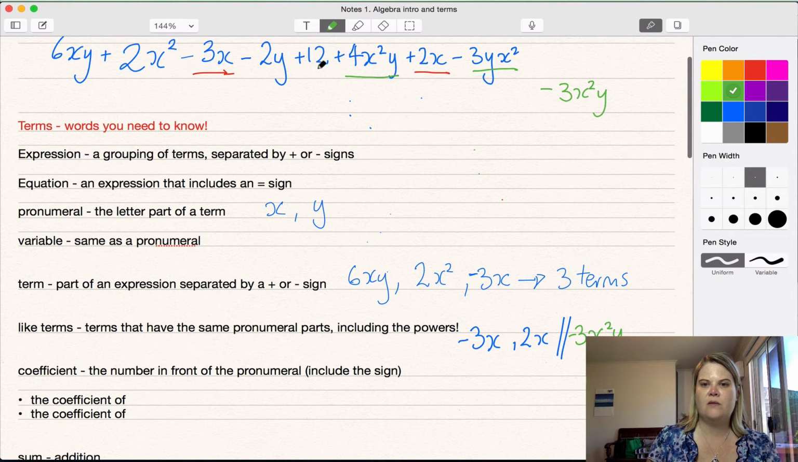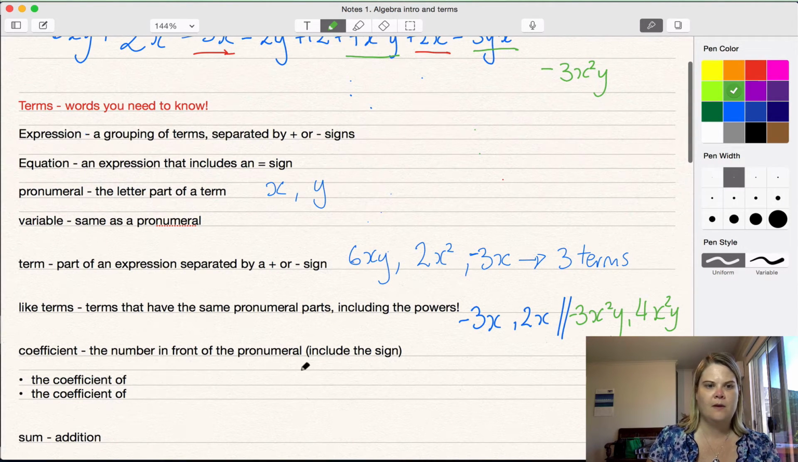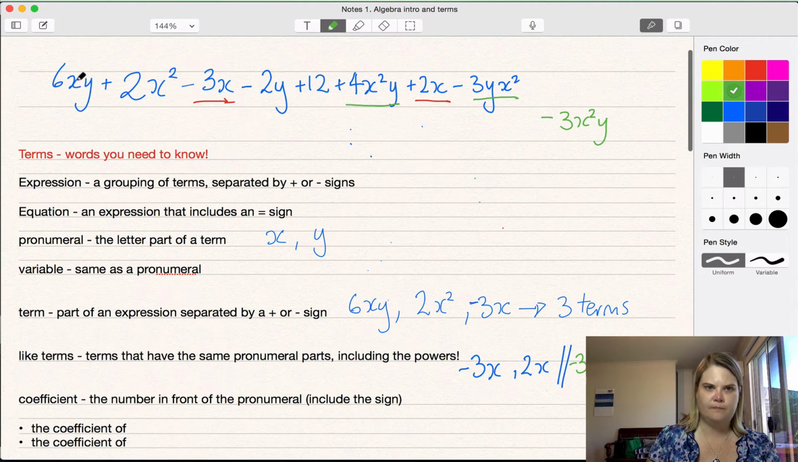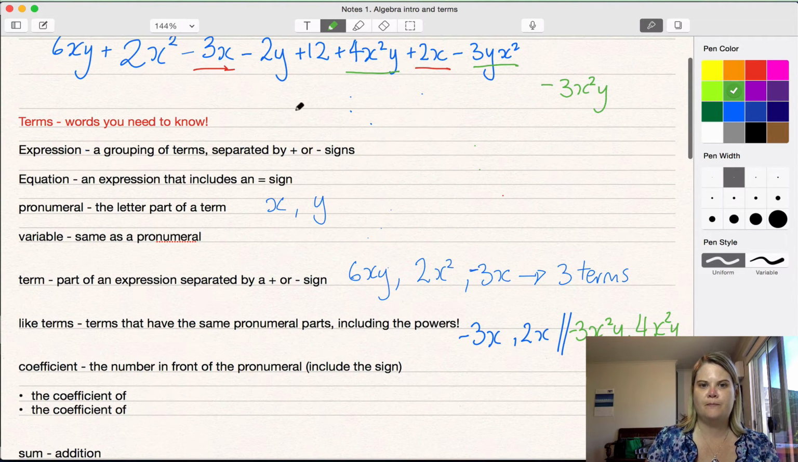Make sure you keep the negative with the term. And 4x squared y. Coefficient is the number in front of the pronumeral. The coefficient of this term is 6. The coefficient of this term is -3. And I've put here, you need to include the sign. Don't just say 3 because that's incorrect. You need to make sure you say -3 for the coefficient of the x term.